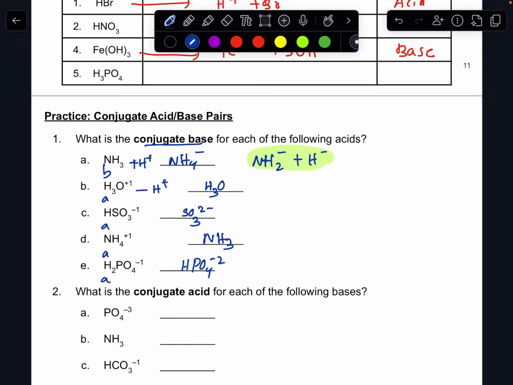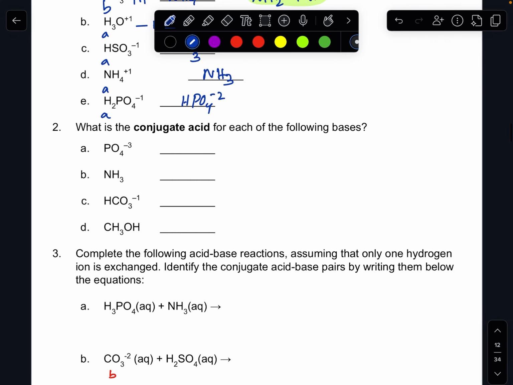NH4 will form NH3, HPO4 minus 2. Okay, then you are going to write the conjugate acid from the following bases. So all of them are bases. That means they all accept H. So it will form HPO4 minus 2.